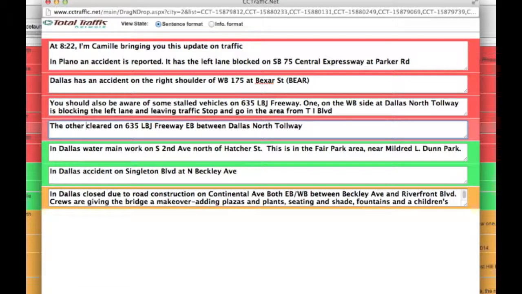The other eastbound side of 635 LBJ Freeway. Now here is a typing error of theirs. You can't be between one roadway, and usually you see between only in construction, like the construction we have down at the bottom. It's between two roadways. So I'm going to change this to at. You can change it to around or near. That's your at street, and if it's one roadway, it can't be between. The other has cleared from the eastbound side of 635 LBJ Freeway at the Dallas North Tollway.